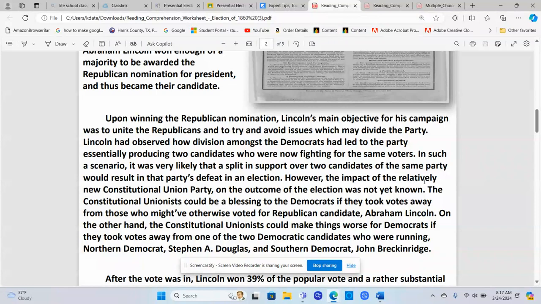However, the impact of the relatively new Constitutional Union Party on the outcome of the election was not yet known. The Constitutional Unionists could be a blessing to the Democrats if they took votes away from those who might otherwise have voted for Republican candidate Abraham Lincoln. On the other hand, the Constitutional Unionists could make things worse for Democrats if they took votes away from one of the two Democratic candidates who were running, Northern Democrat Stephen A. Douglas and Southern Democrat John Breckinridge.